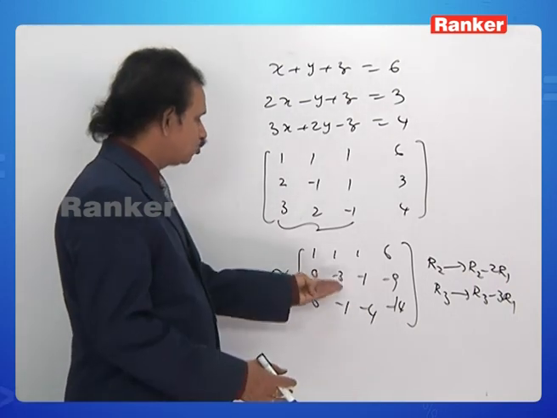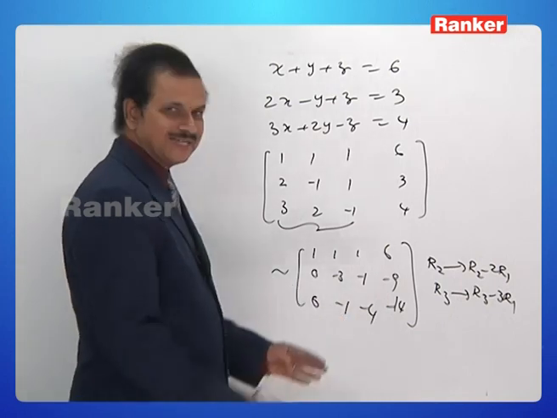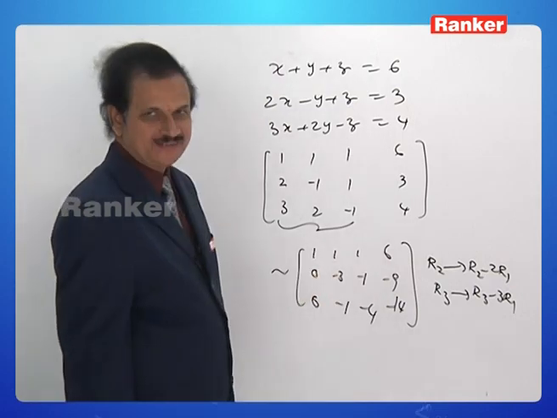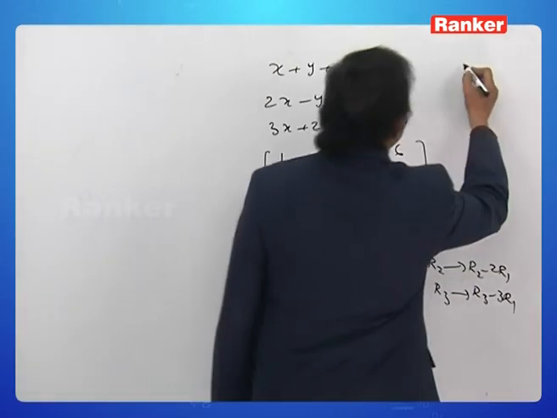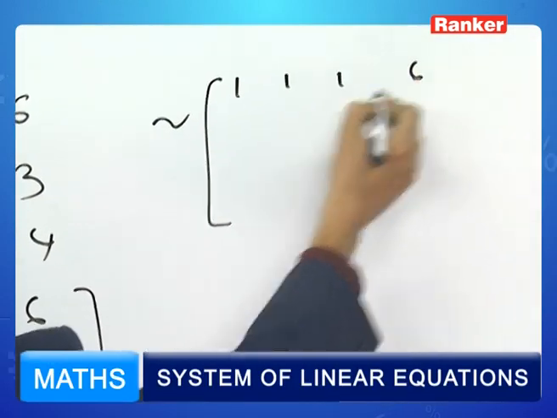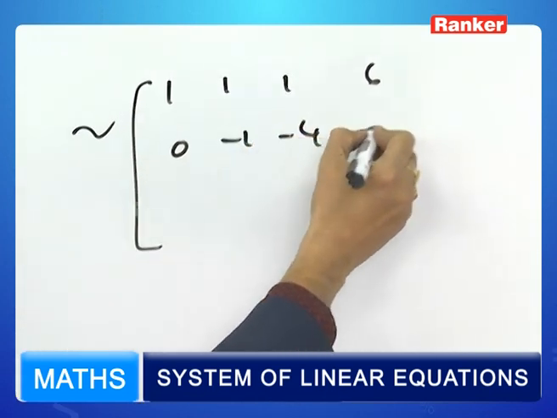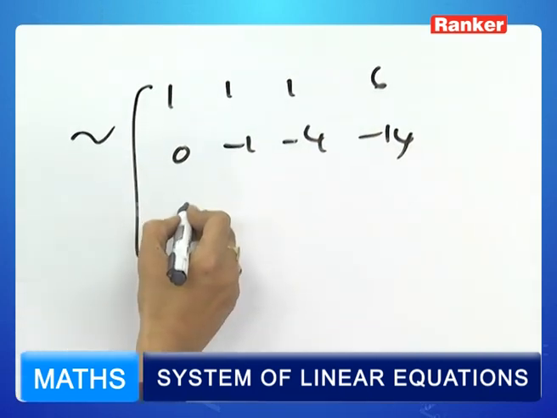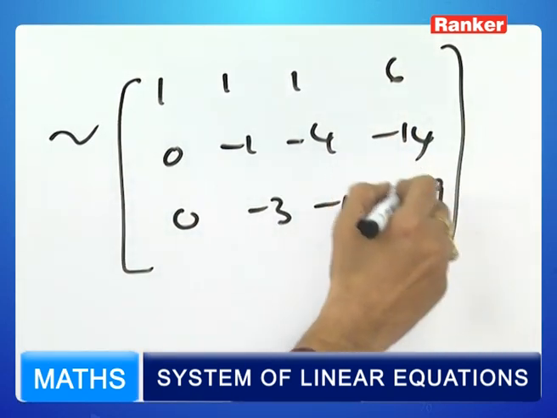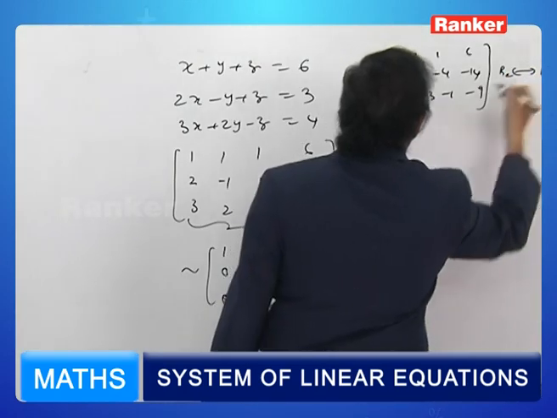All the entries below the 2/2th place are to be made 0, isn't it? For this, let me interchange these two so that here we have minus 1. 1, 1, 1, 6. 0, minus 1, minus 4, minus 14. 0, minus 3, minus 1, minus 9. What type of steps have I taken? R2 and R3 are interchanged.